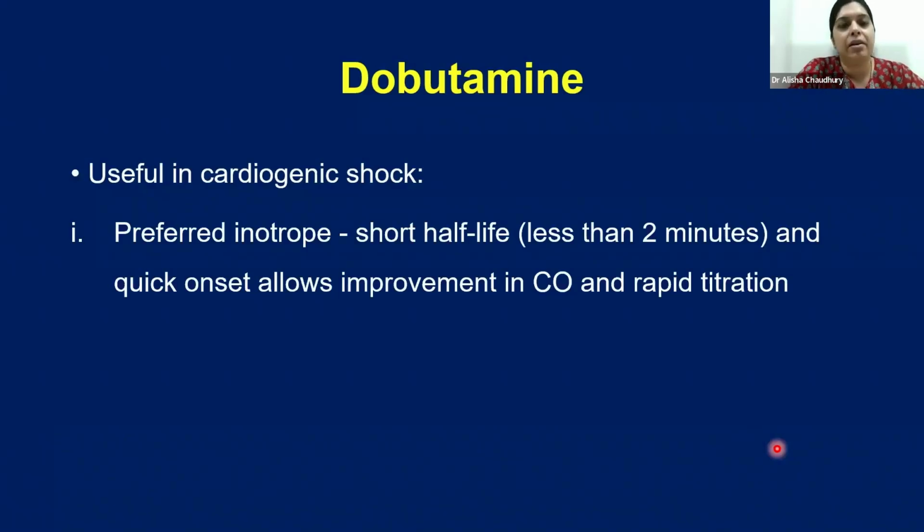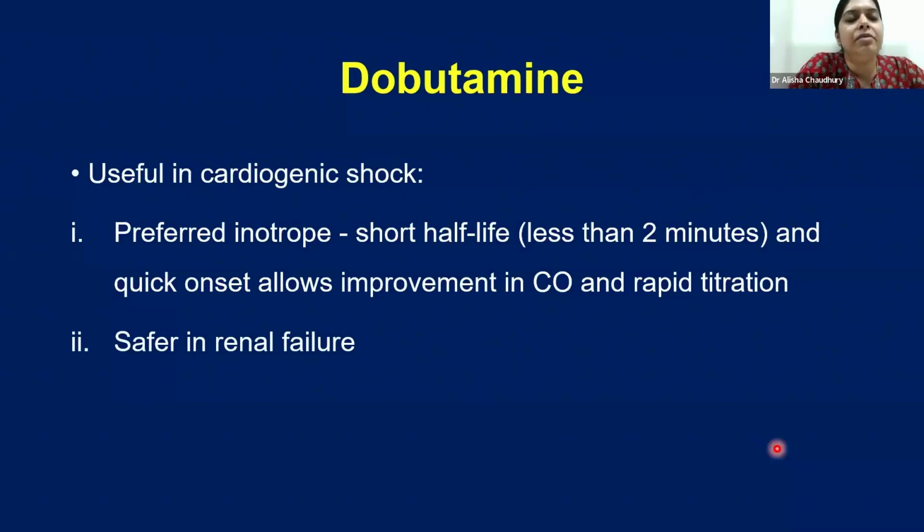That is, one, its short half-life, that is, less than 2 minutes. That means the moment the patient is having hypotension, you feel like, no, I cannot continue dobutamine now. You want to stop, but you don't want the drug's effect on those receptors to stay for a long time and the hypotension persisting for a long time. So that way it is very useful. The moment you stop the dobutamine infusion, the hypotension caused by dobutamine will stop in some time. It is safer in renal failure.